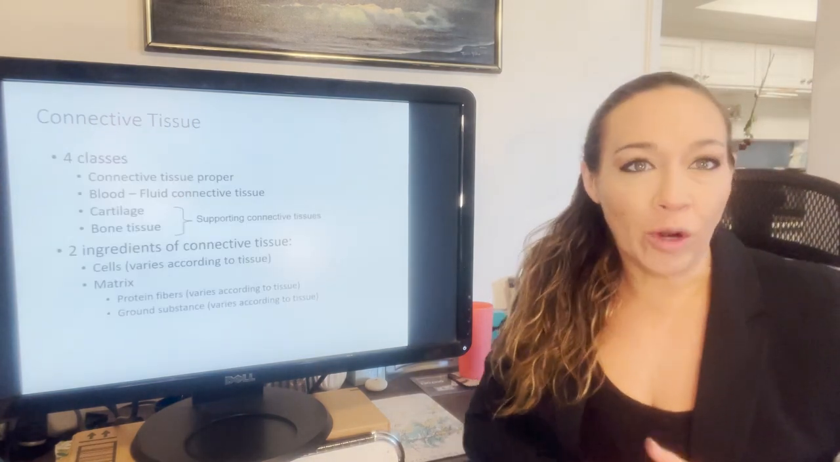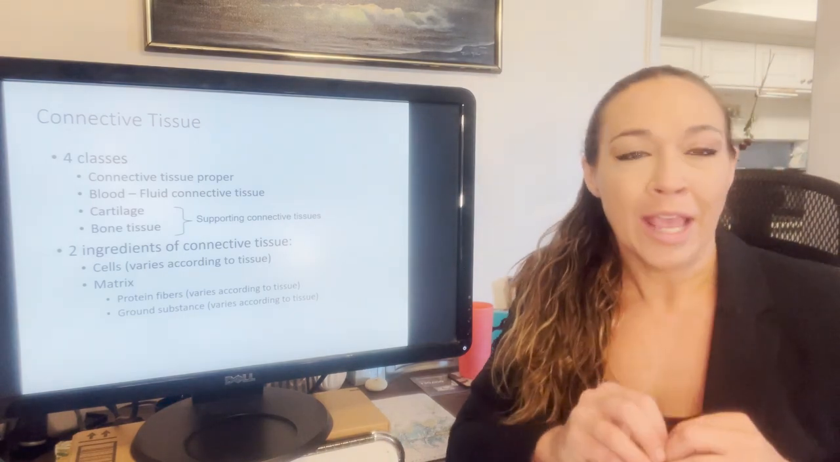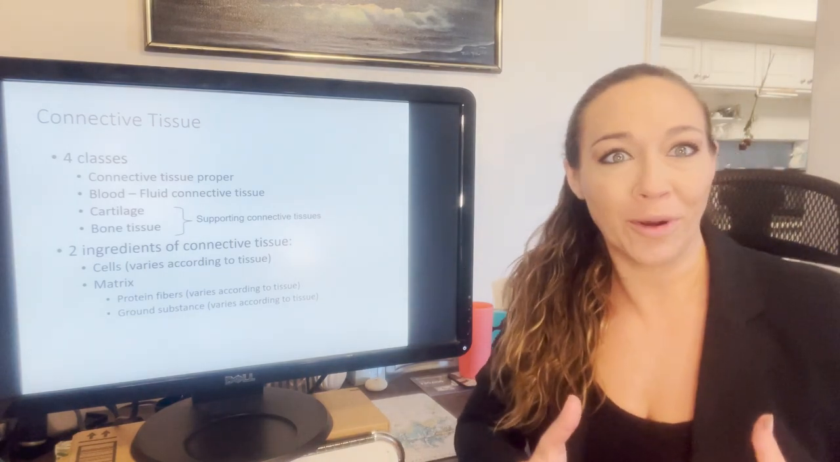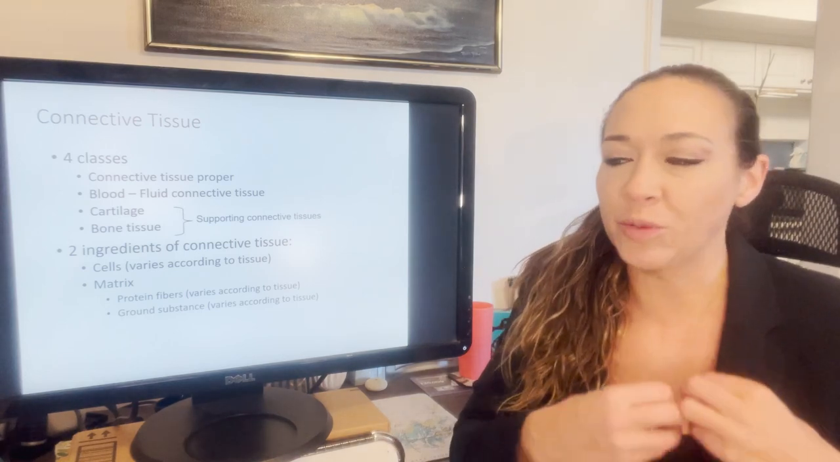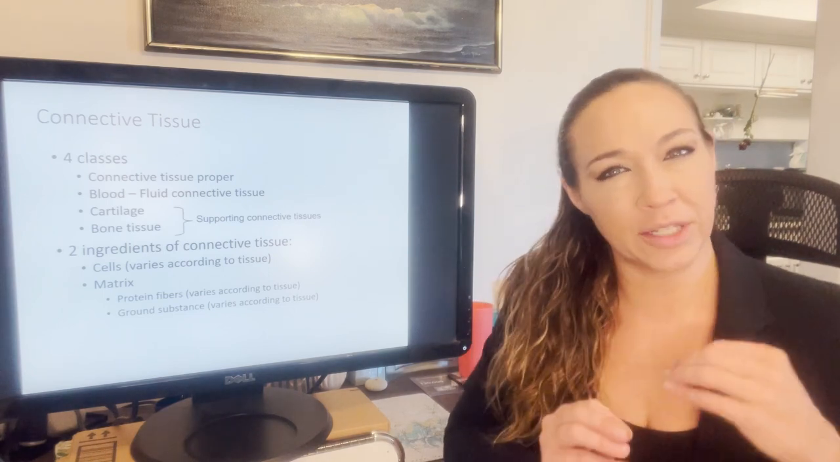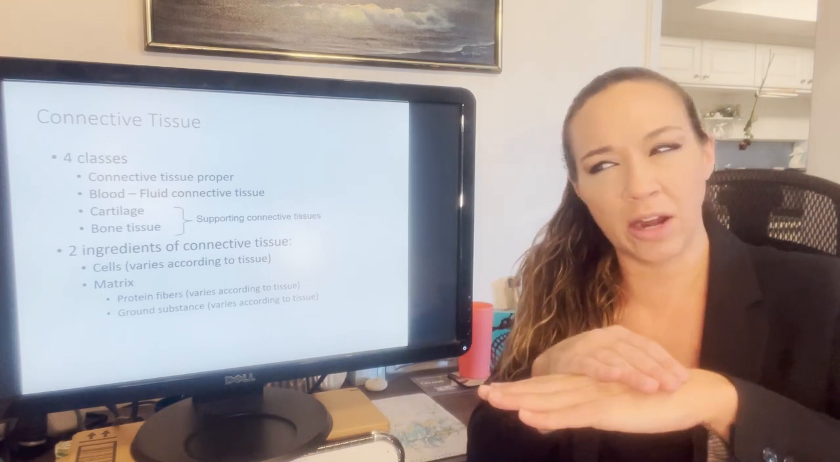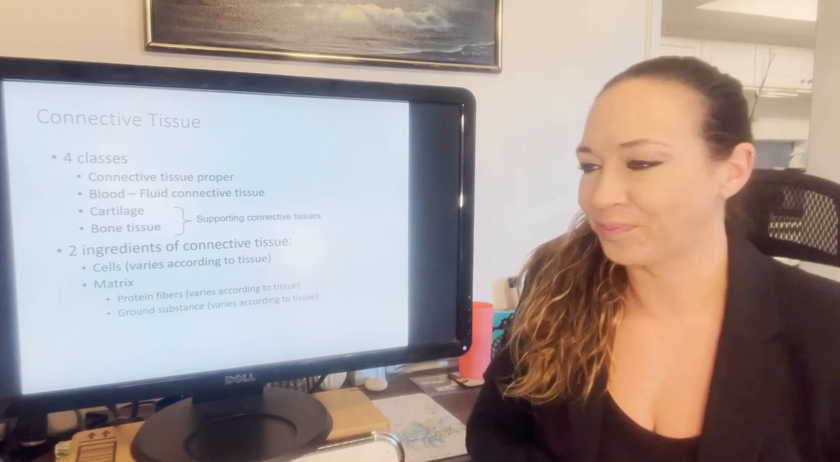All right, so there are four types of connective tissues. The first one is going to be connective tissues proper. These are your proper connective tissues. Next up, you have your blood, which is going to be your fluid connective tissue. And that's one that people don't really associate with a tissue because you think of a tissue layer. But your blood is a connective tissue, right? And it is very useful.